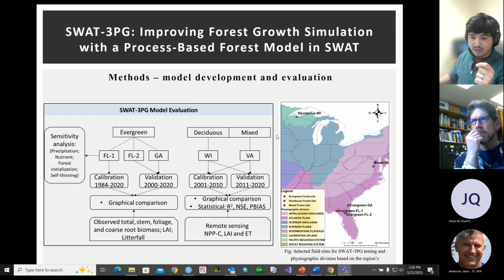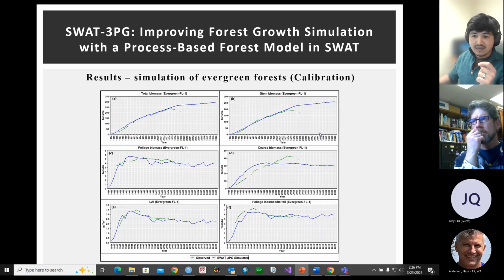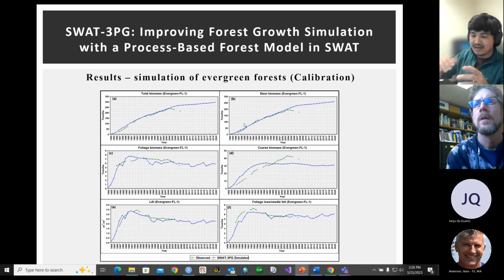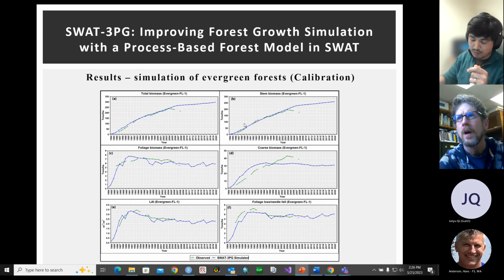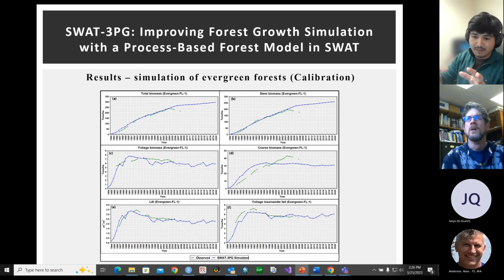So now we'll just quickly look into the results, right? This is at the calibration site, the evergreen Florida site. After calibration, the blue is the simulated component and the green is the observed component, right? We see total biomass, stem biomass, foliage biomass, coarse root biomass, LAI, and foliage loss. These are annual values. What we can see is that the new module does a good enough job of simulating these different components, right?